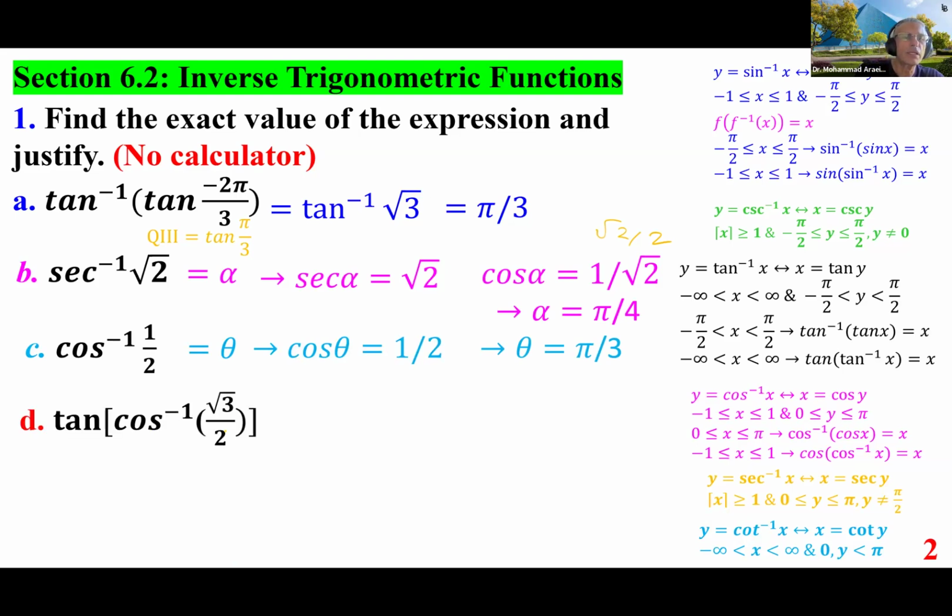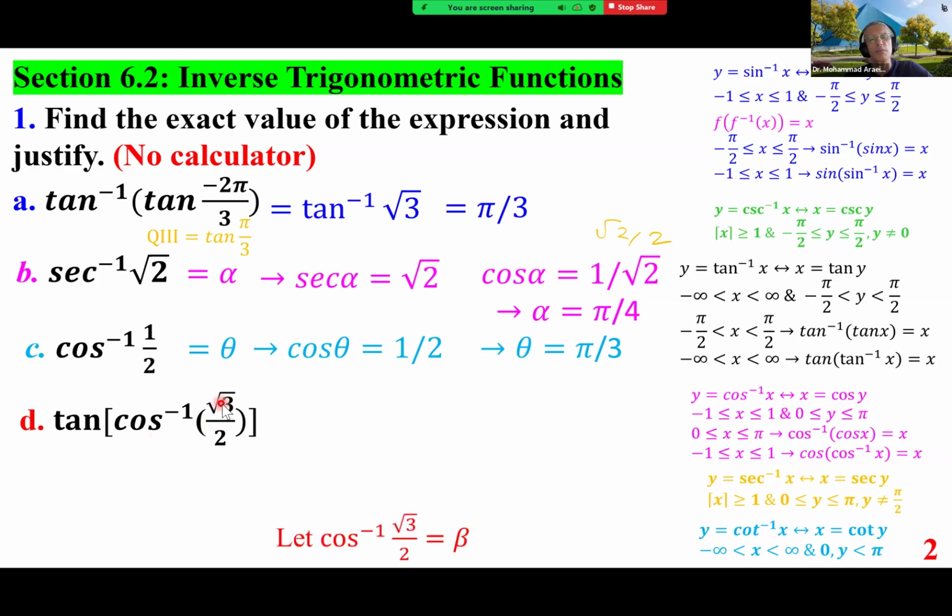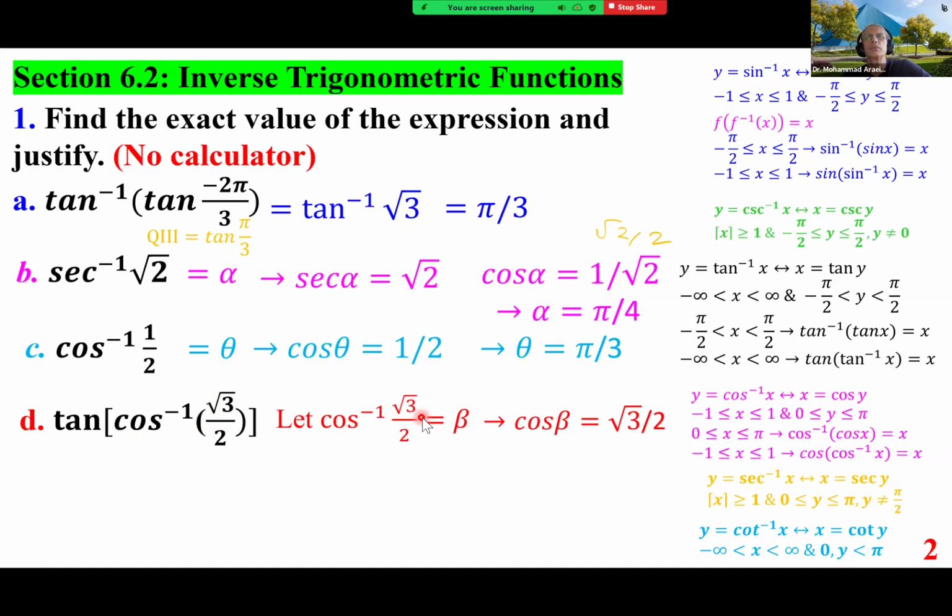We want tan of cosine inverse of square root of 3 over 2. This is an arc, so let that be equal to something, for example, beta. If you do so, by definition, cosine of beta must be square root of 3 over 2. Therefore, beta must be pi over 6. So we are interested in finding tan of pi over 6, which is square root of 3 over 3.